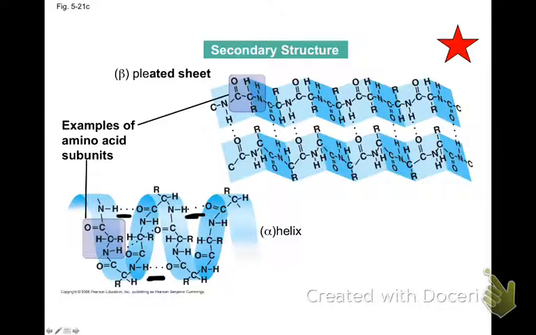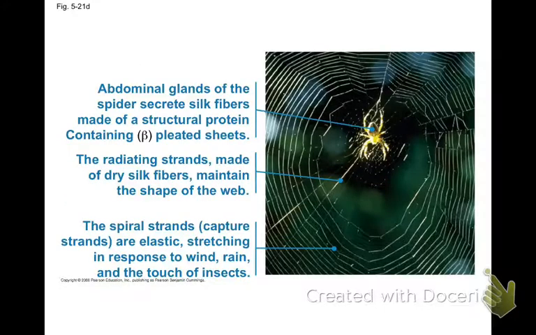So beta pleats, an example is spider web, and the spider web strands are spiral, they are elastic, and they have these pleated sheets. This technically makes them stronger than steel with the same thickness.